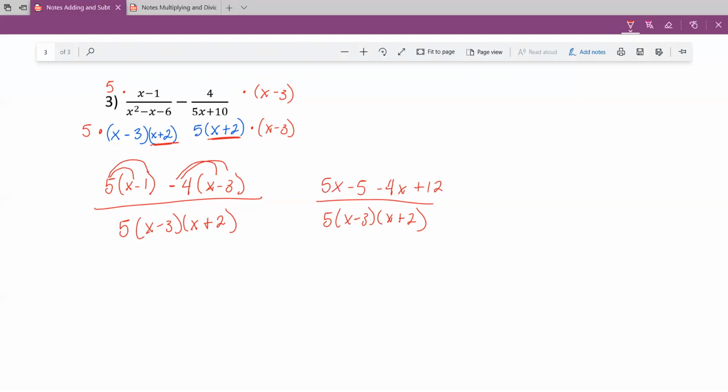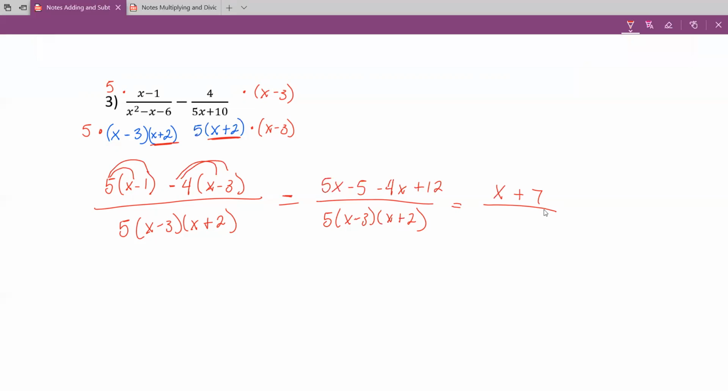Combine like terms: 5x minus 4x is x. Negative 5 plus 12 is a positive 7. So I have x plus 7, and I bring over my denominator, 5 times x plus 2 times x minus 3. I can't factor x plus 7, and it doesn't cross off with anything on the bottom. So that is my final answer.